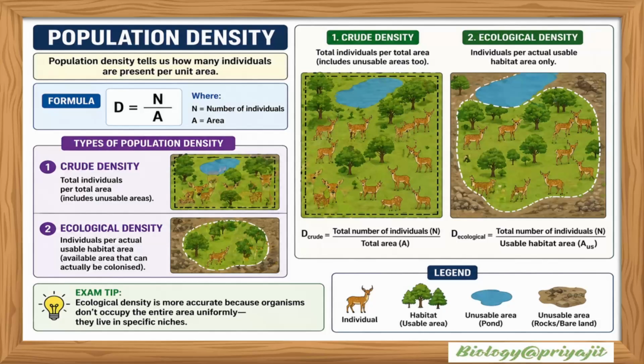Ecological density is the individuals per actual usable habitat area, that is the available area that can actually be colonized. So ecological density is more accurate because organisms don't occupy the entire area uniformly, they live in specific niches. Legend: individual, habitat or usable area, unusable area like pond, and unusable area like rocks and bare lands.